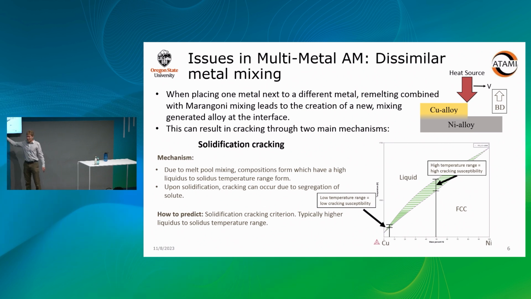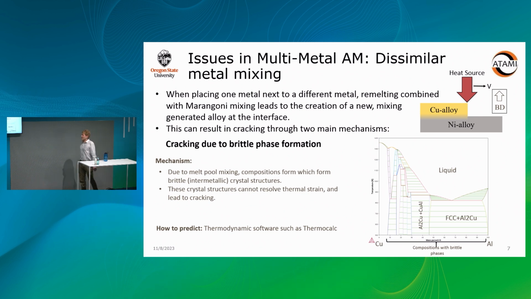And lucky for us, we're able to use thermodynamic software and predict what this temperature range is. So, for example, we have a phase diagram here between copper and nickel. This zone right here shows the temperature range for each composition. Here we're at, for example, 10% nickel, 50% nickel. The bigger that temperature range is, the more susceptible we are to solidification cracking. So here, I would expect a higher solidification cracking susceptibility than, for example, there. There are other methods to do this, but this is just a general intuition we can develop.